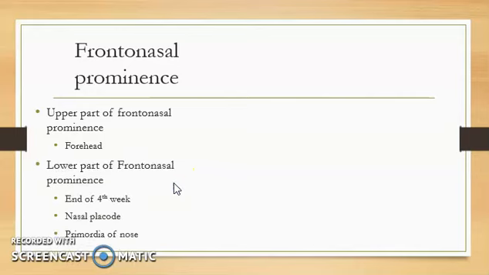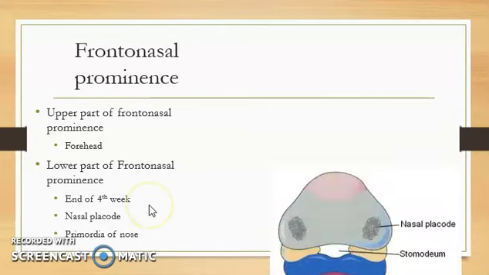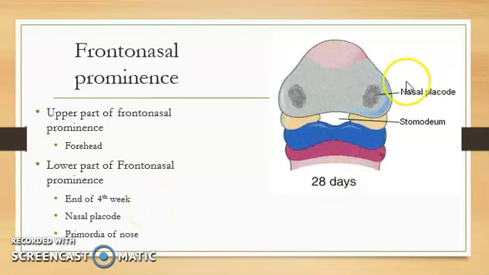and in the lower part there is development of thickening of the ectoderm called nasal placodes. They develop at the end of the fourth week. Here you see these are the nasal placodes, which are the primordia of the nose.